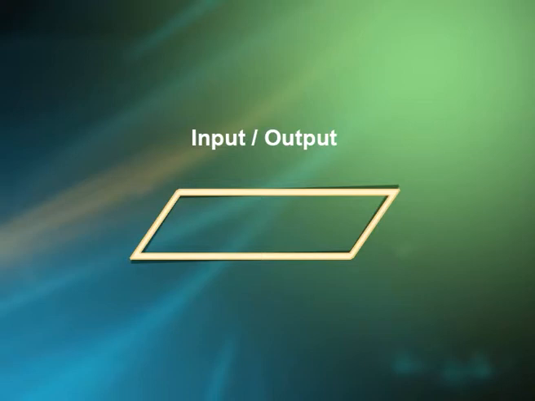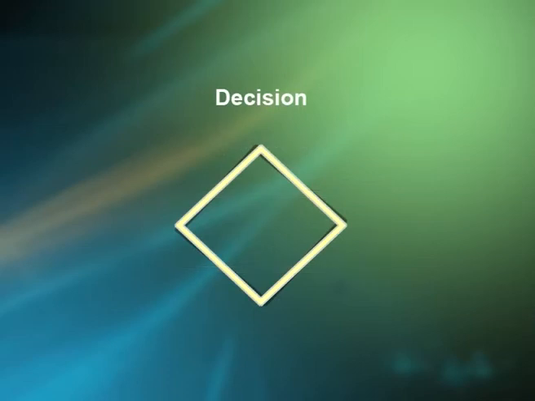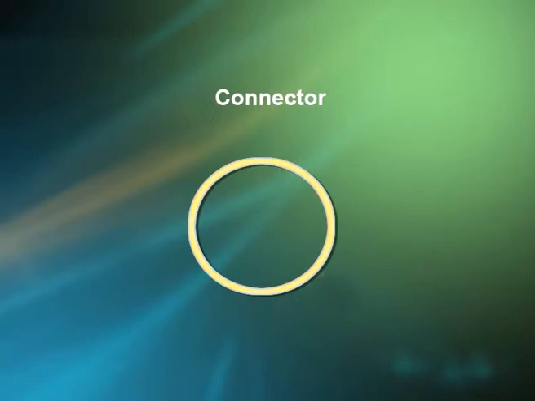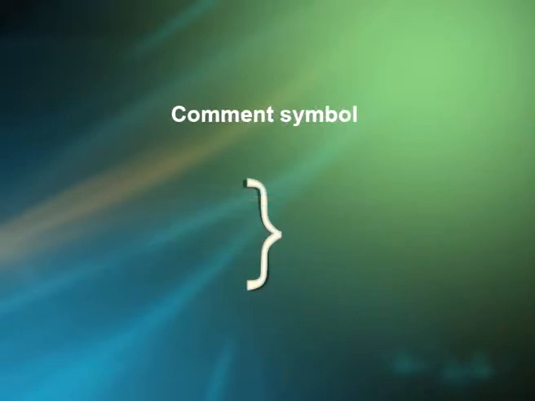The third one is input or output statements. The fourth one, rectangle, indicates the process, and the next one is the diamond shaped symbol, which is used for decision making, and the other one is the connector, that is the small circle, and the next one is the loop symbol, and finally you can use the symbol for command controls. Now, let us see the use of each symbol in detail.